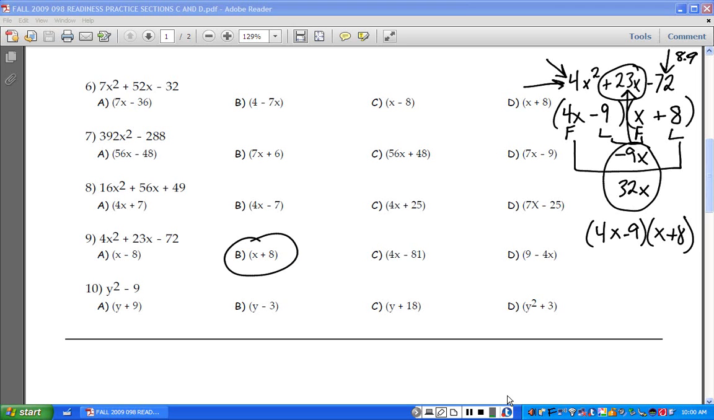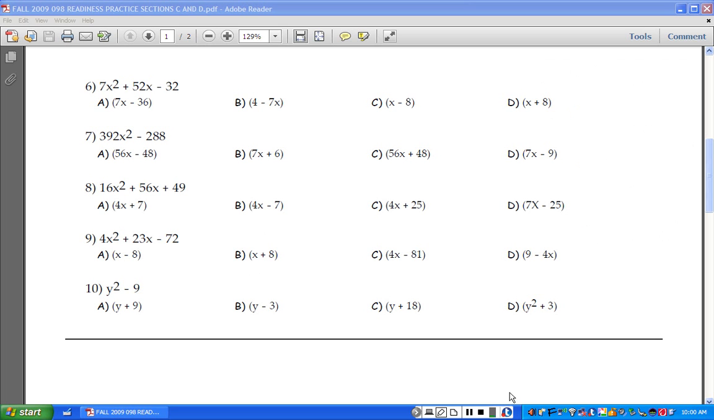Okay. And the last one, again, it's a different look because we're looking at a binomial again as opposed to a trinomial. Binomial, 2 terms. The majority of the other ones we've been doing have been 3 terms. 1, 2, 3. Now we're looking at 2 terms.